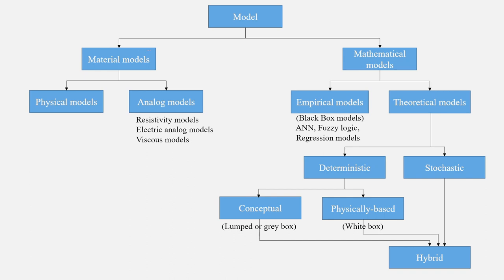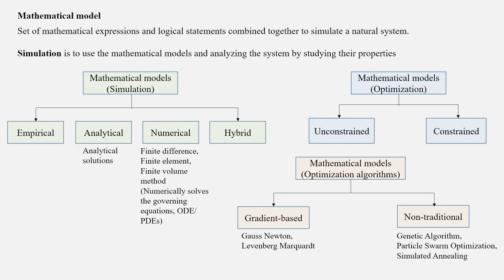We discussed material models, mathematical models, and various types of mathematical models. Then we went through the models one by one. If you recall, we first discussed with different examples how mathematical models can be used for simulation and also for optimization, the two most important exercises for which we use mathematical models. There are various types of models, empirical, analytical, numerical and hybrid, that can be used for simulation under the mathematical model system. Optimization, we also discussed how important it is.